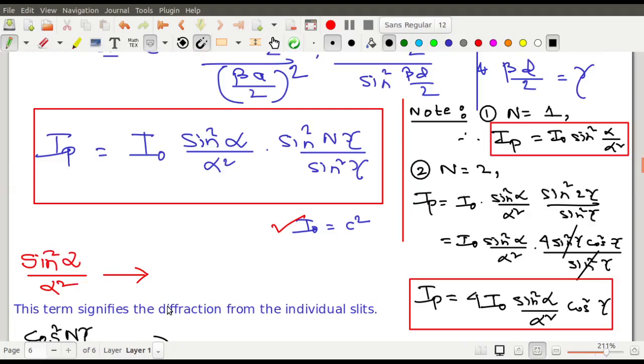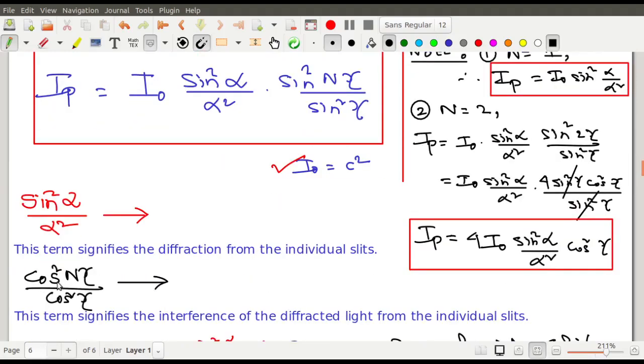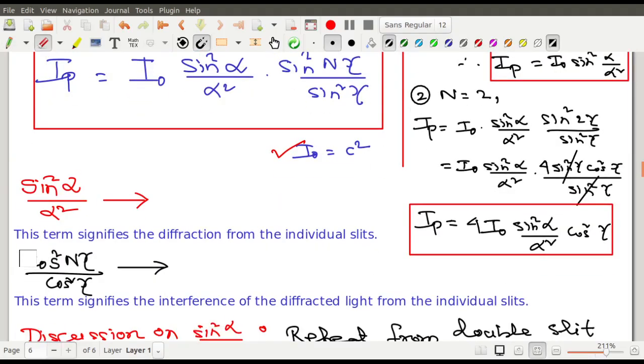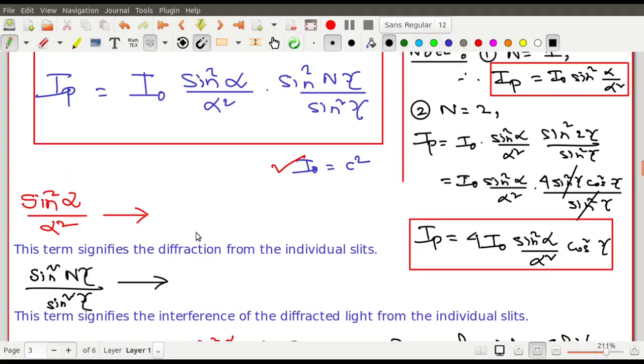Look at this, so many mistakes have happened today, I notice later. I wrote this cos square n gamma by cos square gamma. So I was a bit disturbed, I hope. So I make a correction. Whenever I find it, I make a correction. Extremely sorry. Sin square n gamma by sin square gamma. Although these are not going to create any disturbance, you people understand.